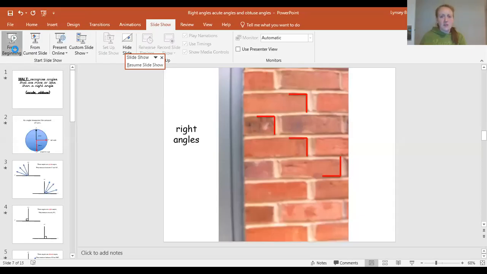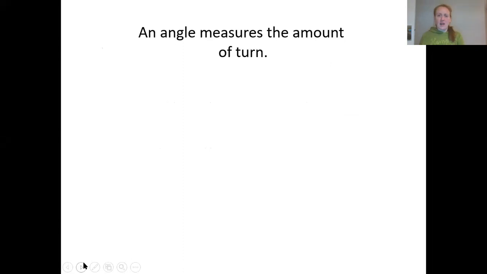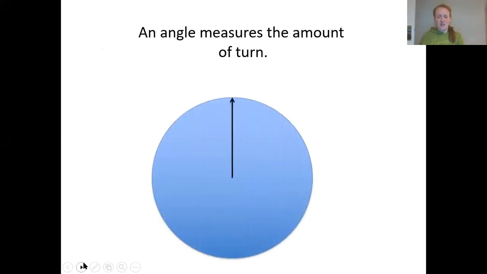So it had our WALT at the beginning, there it is. And now we've learned what these words mean. Acute, meaning smaller. Obtuse, meaning bigger than a right angle, but less than 180. Okay, so let's have a quick flick through here. An angle measures the amount of a turn. We learnt this yesterday. There's our right angle turn, 90 degrees.